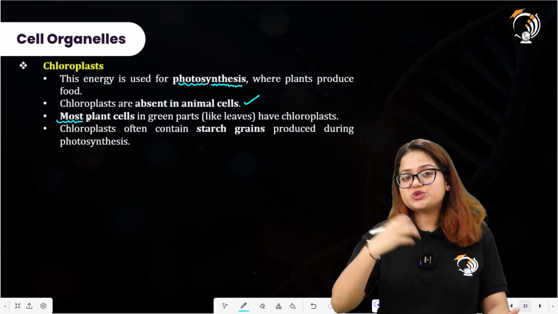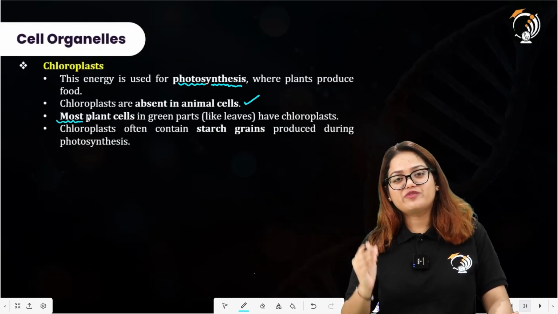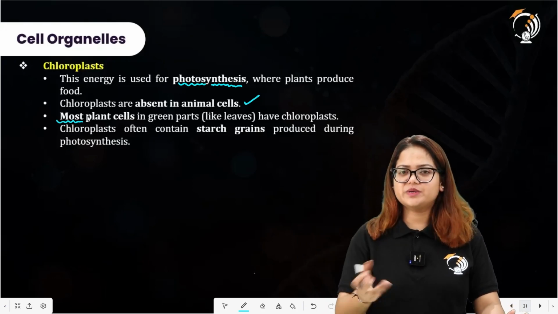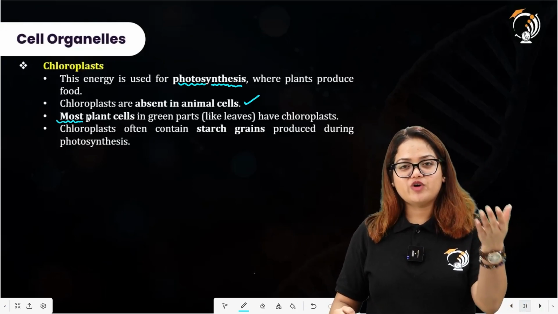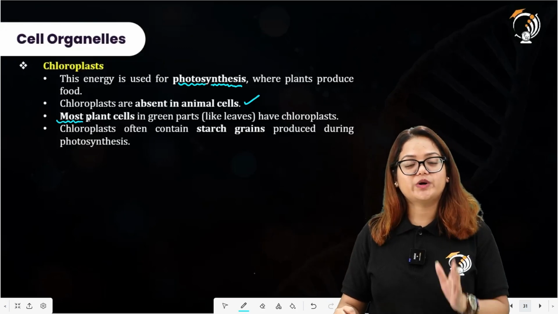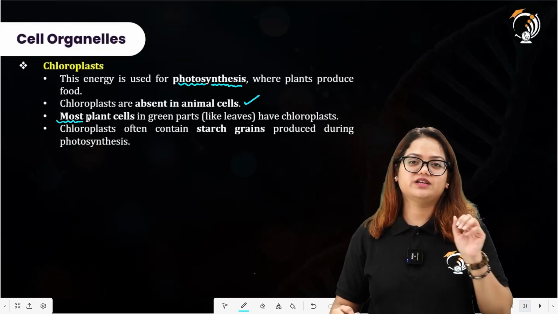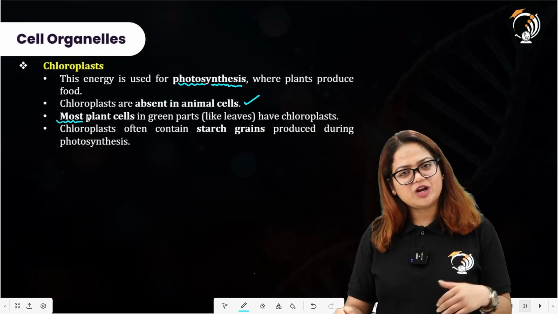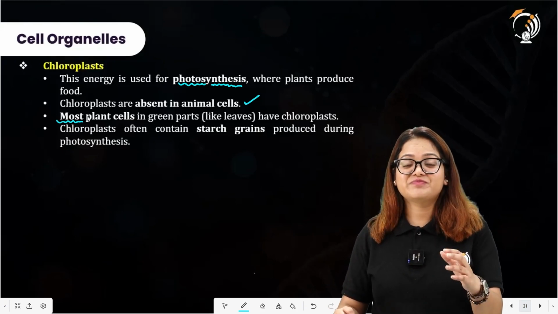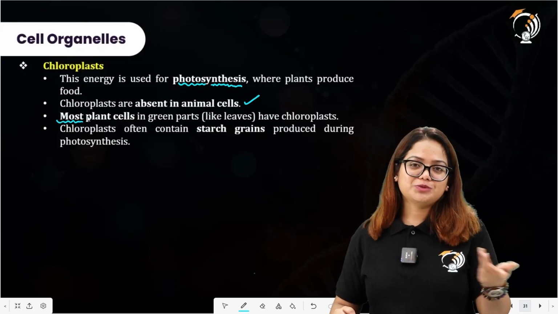They carry out their specific function but do not perform photosynthesis. For example, consider a root hair cell that is specialized for the absorption of water and minerals from the soil. It is not performing photosynthesis, so chloroplast will not be present in the root hair cell.